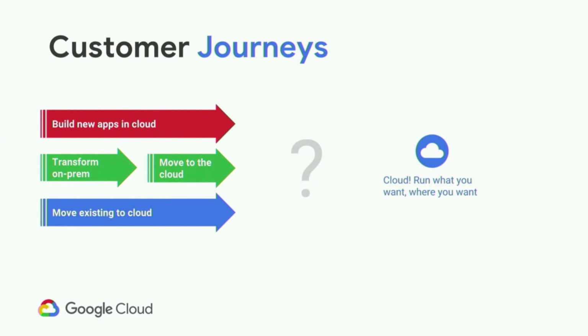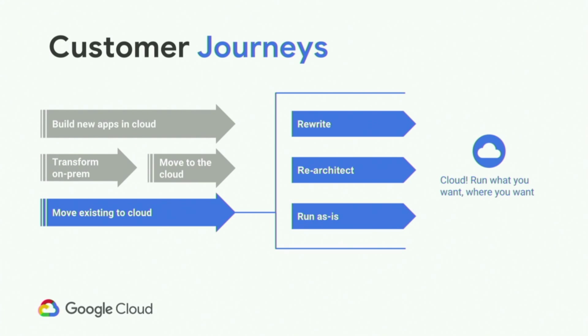There are a number of different customer journeys to the cloud, ranging from building new apps in the cloud and leaving what you have on premises, or transforming what you have on premises, for example, moving to containers in your data center or colo, and then later migrating to the cloud, or moving your existing applications to cloud. And that's where we're going to focus in this session. And there you also have 3 choices: rewrite, re-architect, or run as is. I'm going to focus in this session on running as is.